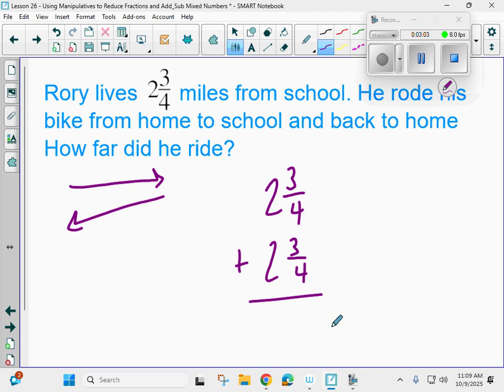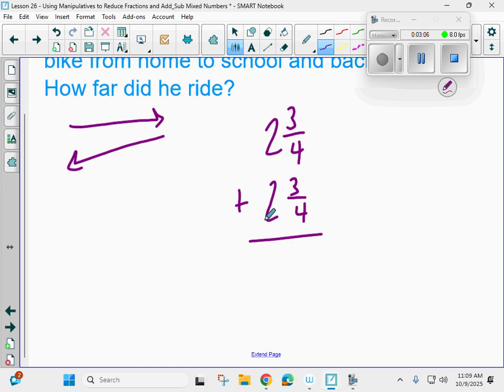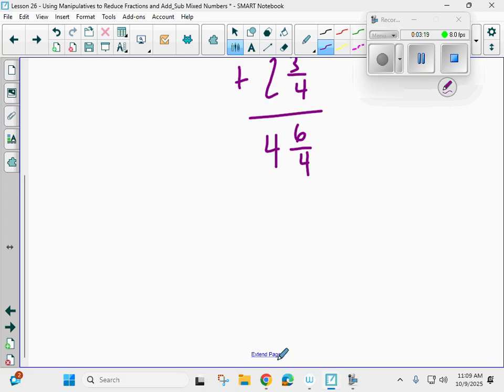I'm going to add my whole numbers here to get 4. And then we only add the numerators of the fractions, right? Just add the top, which is 6/4. Okay, great. This makes a whole number right here. 4 goes into 6 a whole time. So I'm going to add that to the 4. Then I'm going to subtract. 6 minus 4 is 2. All right, which, yes, reduces to 1/2. So he rode a total of 5.5 miles, because its units are in miles, okay?